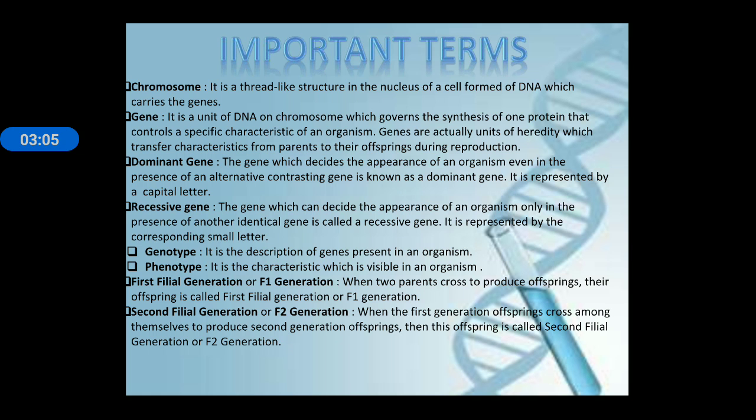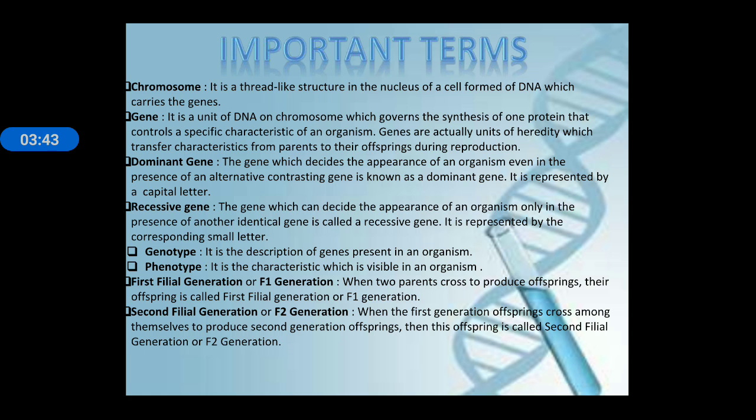Now, important terms. These are some terms that are used in this chapter. First one is chromosome. What is a chromosome? Chromosome is a thread-like structure in the nucleus of the cell, formed of DNA, which carries the genes. Next, gene. A gene is a segment or unit of DNA present on a chromosome, and these genes help in the synthesis of protein and control a specific characteristic of an organism. Genes are actually units of heredity which transfer characteristics from parent to their offspring during reproduction.